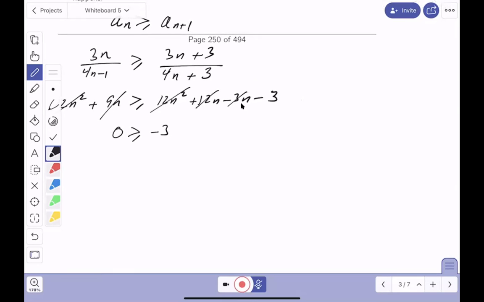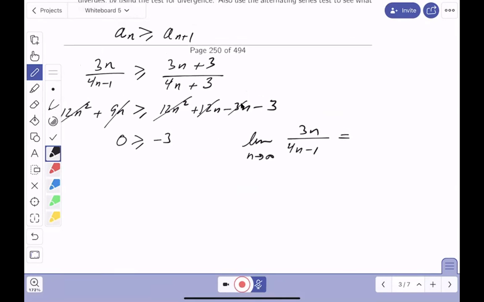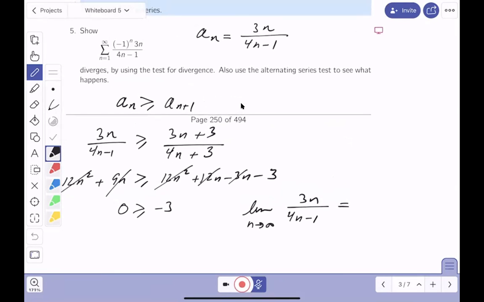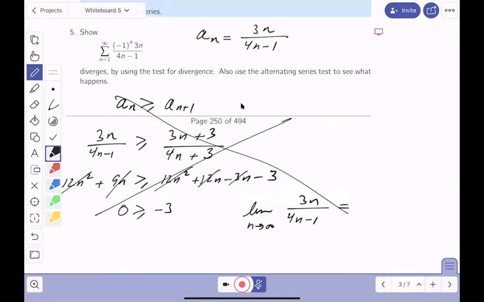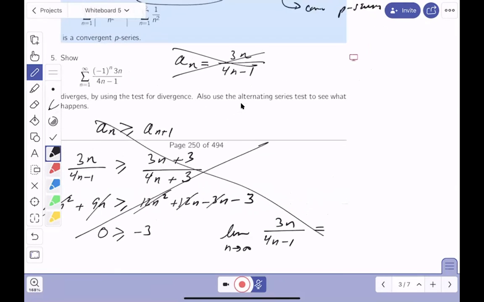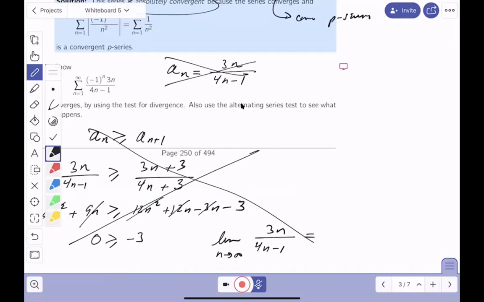What else do I need to show? The limit as N goes to infinity of 3N over 4N minus 1 is equal to 0. And what do you get over there? Well, unfortunately, you don't get 0. So I'm going to say the AST is really not doing anything for me, so I'm going to cross this out. I'm starting to have suspicions that I should have just looked at this limit here, and I'm looking at the test for divergence, by the way.